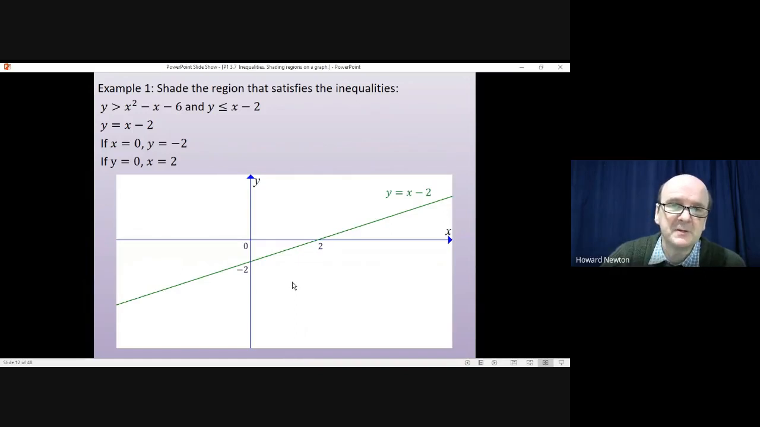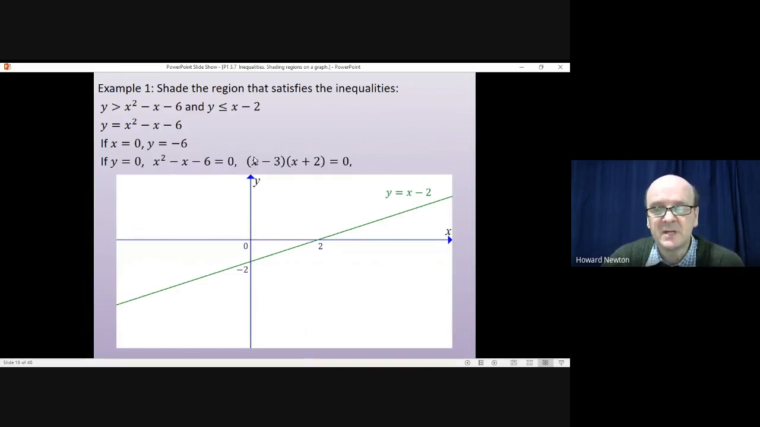Then we do something very similar for the quadratic. Again, we say where does it cross the y-axis by saying what happens if x equals 0. If x is 0, then y equals minus 6. And if y equals 0, that means the whole quadratic is equal to 0. Thankfully, that does factorize into x minus 3 times by x plus 2. If the first bracket is 0, that means x is equal to plus 3. And if the second bracket is 0, that means x equals minus 2. So those will be the crossing points on the x-axis, and minus 6 is the crossing point on the y-axis.